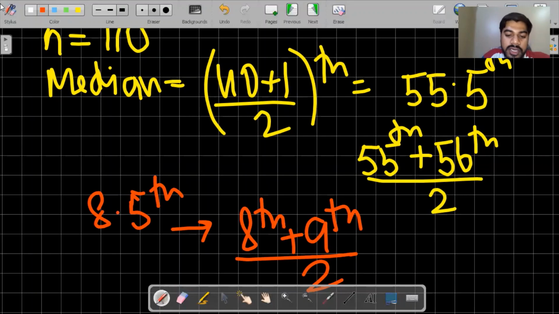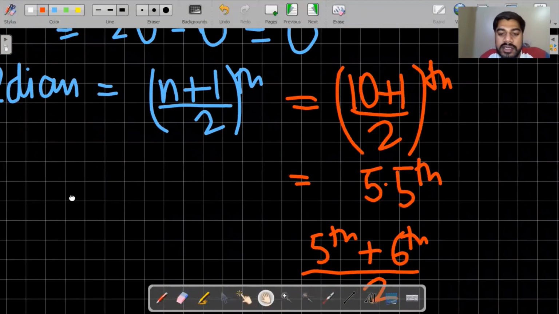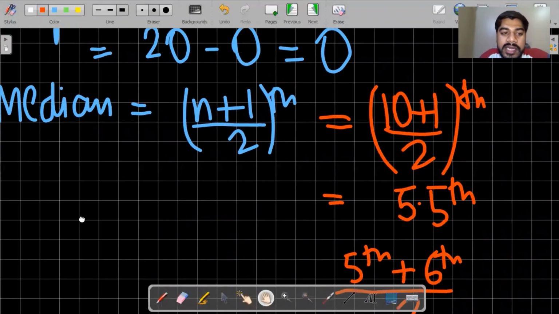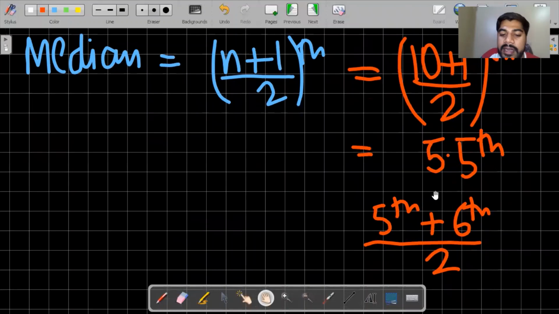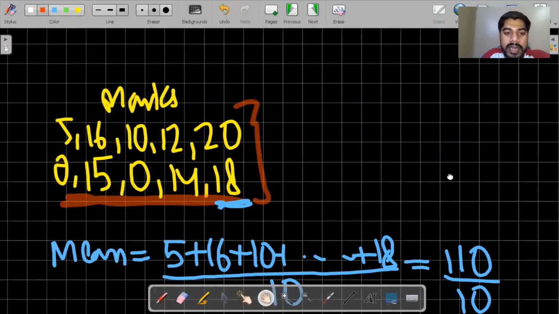Let's move towards the part that we were already discussing. We have our median term coming out to be 5.5, and that indicates that we have to take the average of the fifth term and the sixth term. So let's pick the fifth term and the sixth term.